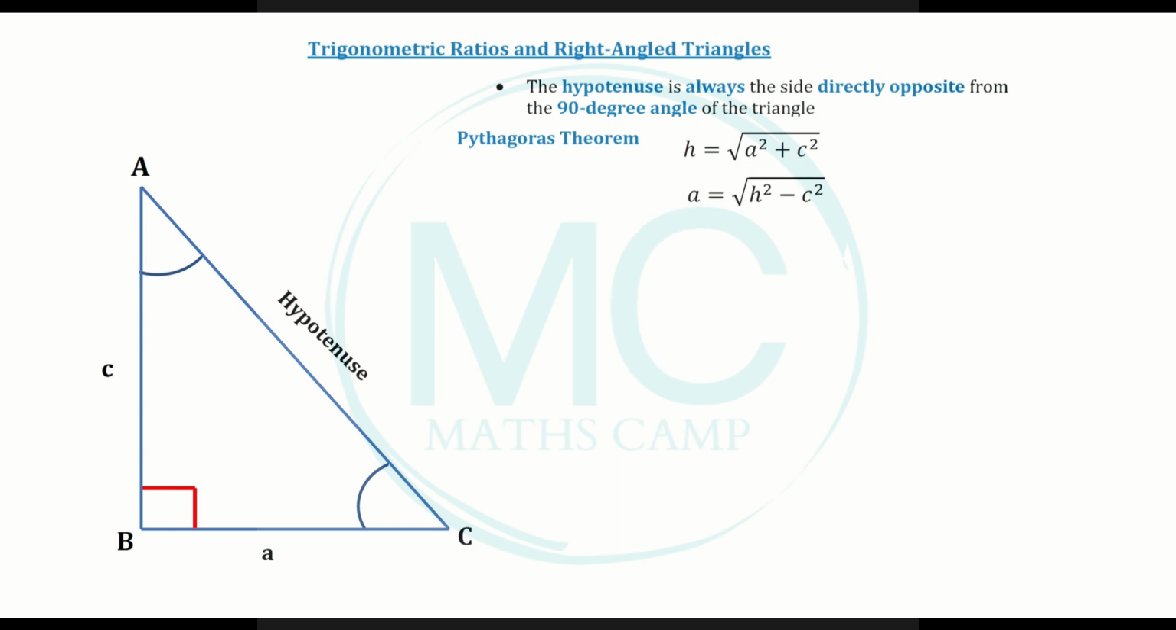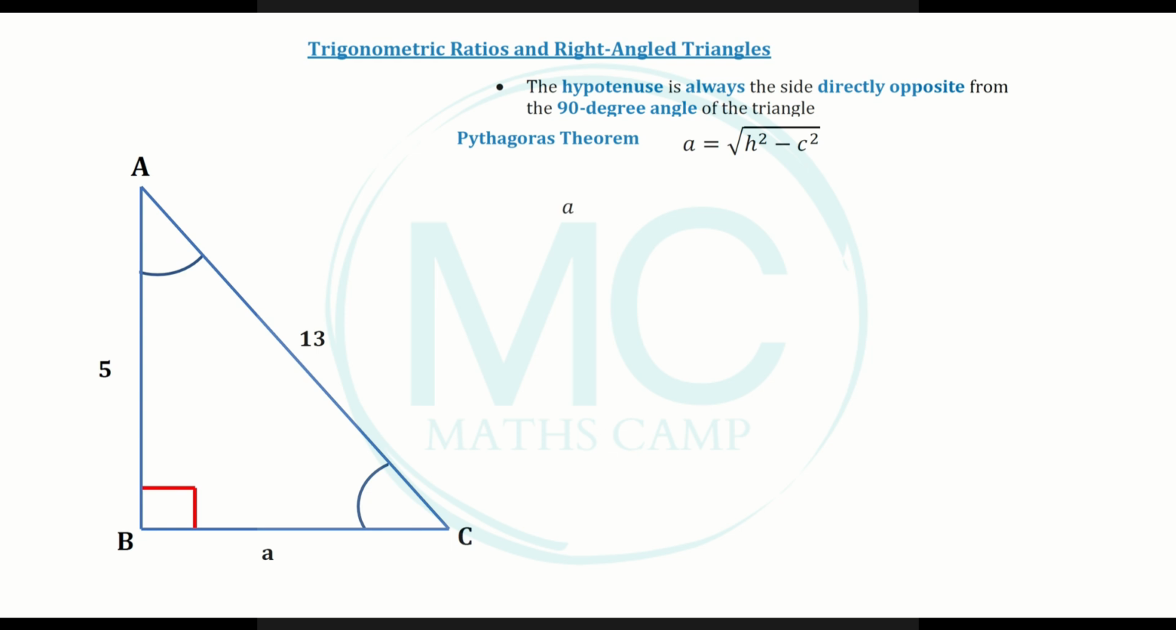Let's do another example. Let's say that our hypotenuse has a length of 13 and side c is 5. Now we need to find the length of side a. To do this, we're going to use this version of the Pythagoras theorem where a is the subject.